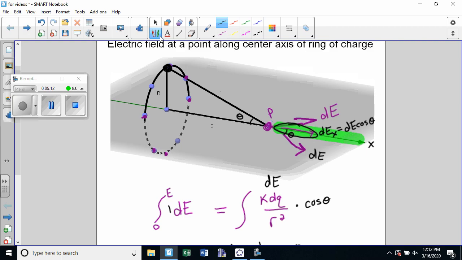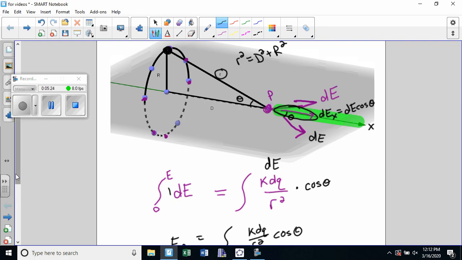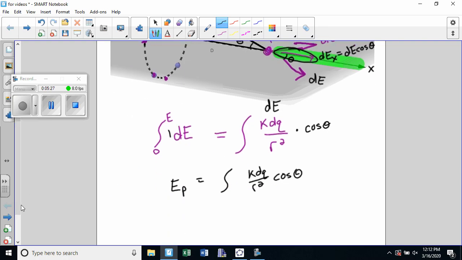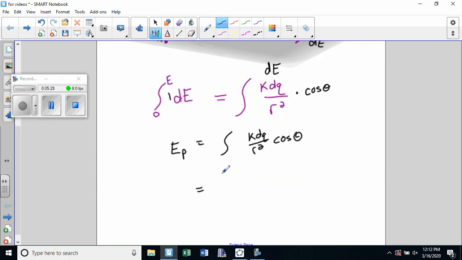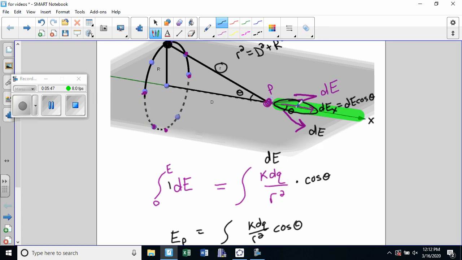And it looks like I've got an expression for little r from the Pythagorean theorem. I could say that r squared is d squared plus big R squared, right? And you'll notice here in my integral, I've got an r squared in the denominator. So I can go ahead and replace that with d squared plus R squared. And the only thing I haven't taken care of is that cosine of theta, right? You'll notice that theta doesn't match dq, so I've got a problem, and I need to try to substitute something for cosine of theta.